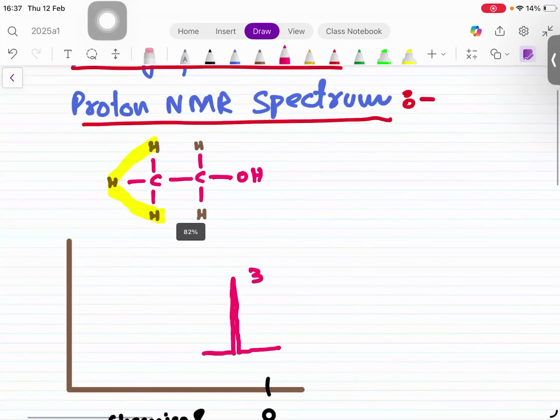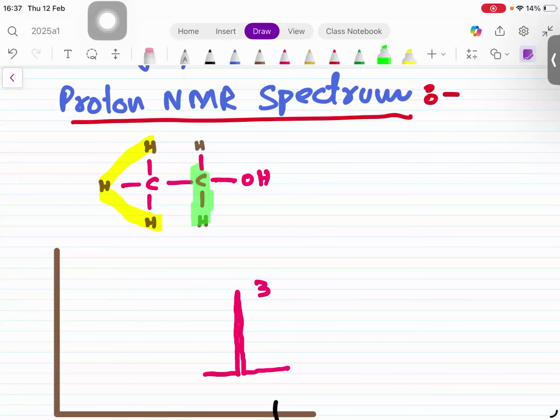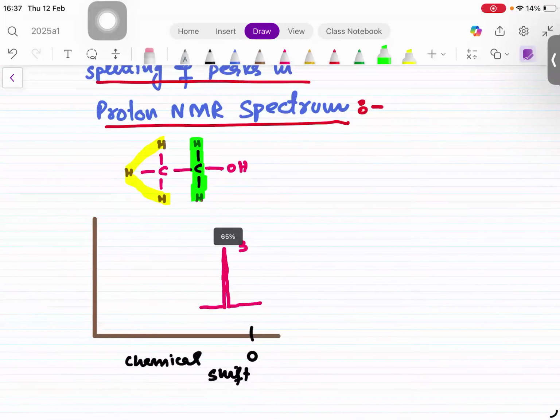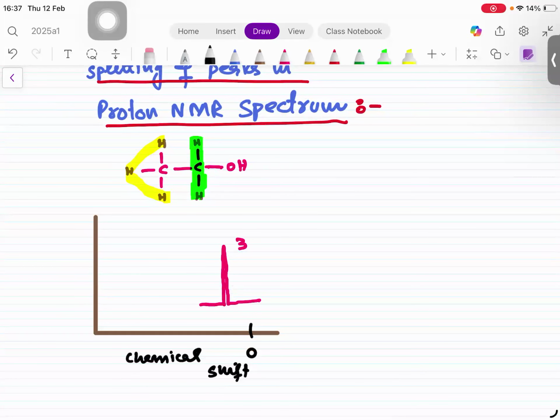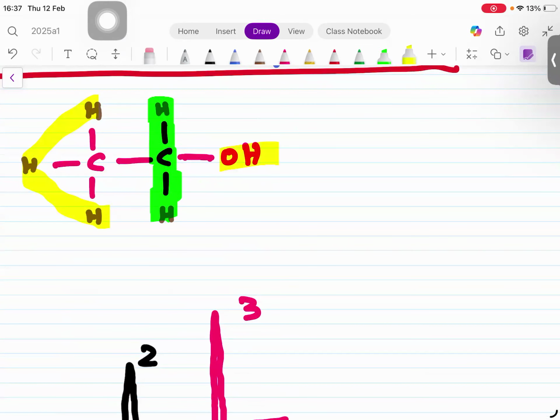What about this peak, these 2 hydrogens, they will have a different peak. They are attached to the carbon, but the carbon is next to oxygen. So what will be the value? 3.2 to 6.4. So here it was 1, here it was 2, here it is 3, here it is 2. What about this, Aries, the OH?